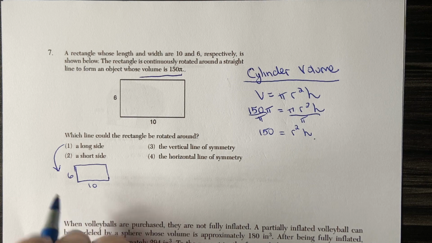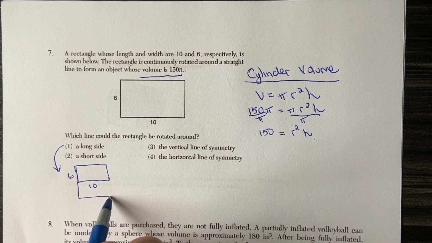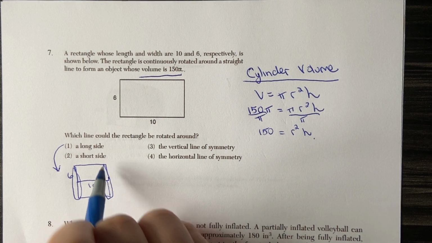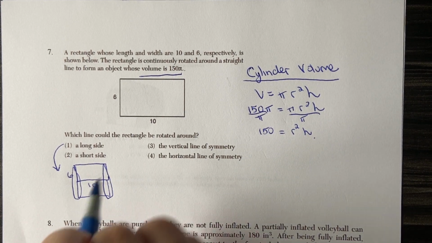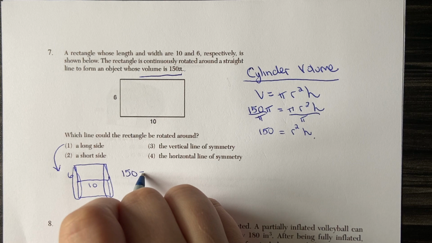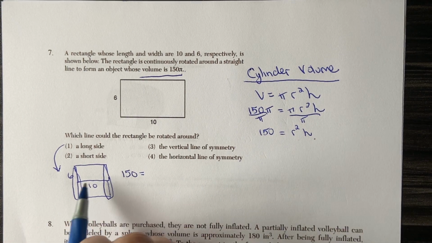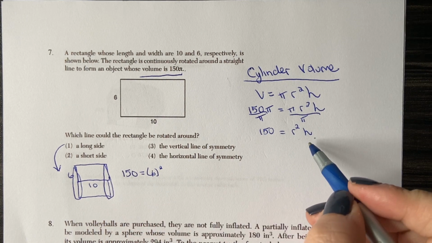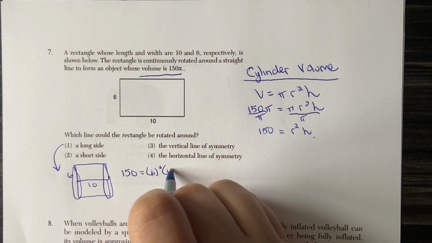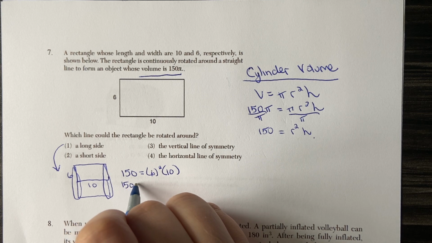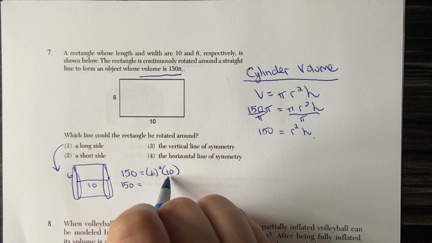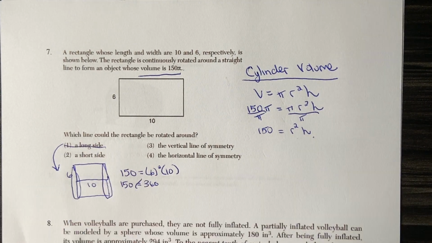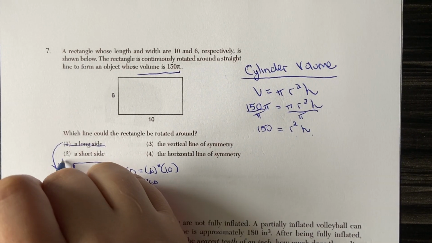If you remember, what you do is a reflection first, and then any point not on there is going to spin in a circle. So I need 150 to equal r squared times h. My r in this example would be 6. My height would be 10. So does 150 equal 36 times 10, or 360? No, it doesn't. So choice 1 can't be an answer. Okay, so this was choice 1.